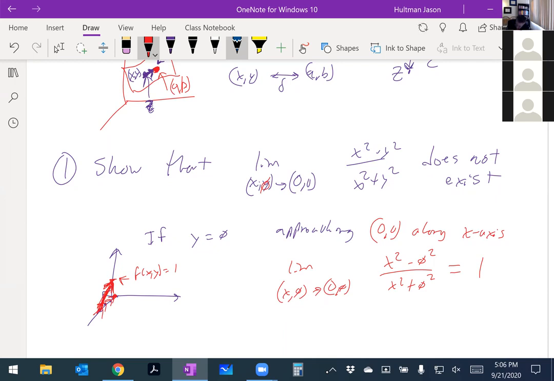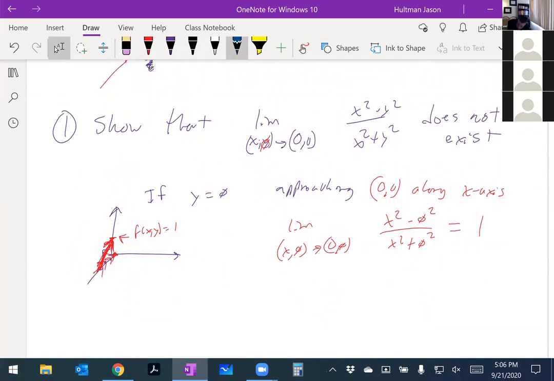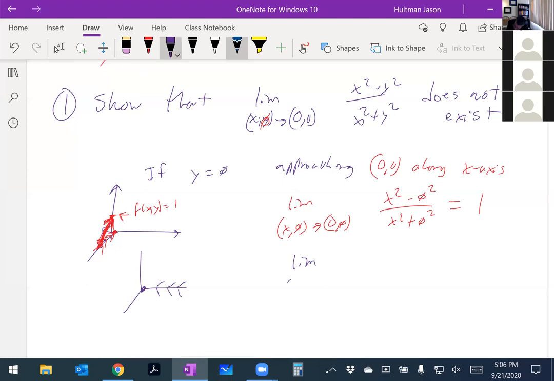What happens if I approach it along the y-axis? Let's do the opposite here. Let's come in from this direction. Then what happens? We'll say the limit, as x is 0 now but y is allowed to vary, of x squared minus y squared over x squared plus y squared. Well, plug this in, so the x terms go to 0. And so what is this equal to? Well, this equals -1 this time. And so we're going to end up down here below at -1.